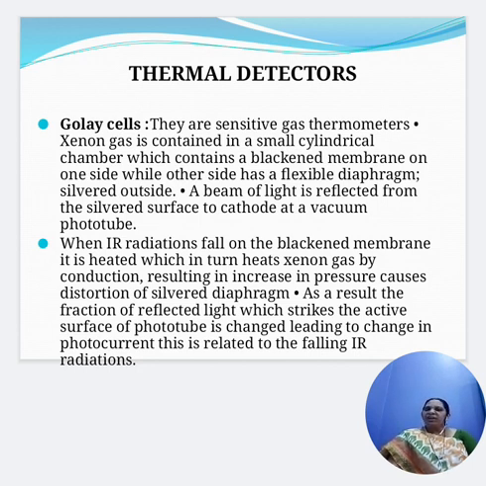When IR radiation falls on the blackened membrane, it is heated, which in turn heats the xenon gas by conduction, resulting in an increase of pressure that causes distortion of the silvered diaphragm. As a result, the fraction of the reflected light which strikes the active surface of the phototube is changed, leading to a change in the photocurrent. This is related to the falling infrared radiation. This is about the Golay cell.